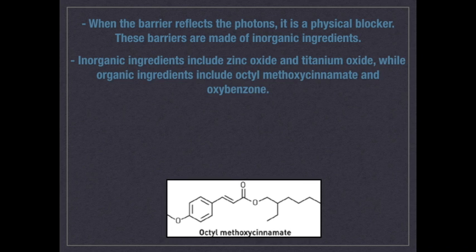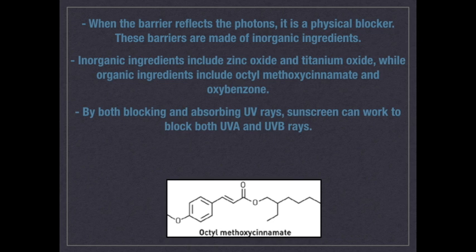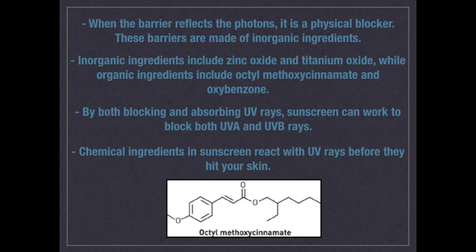Inorganic ingredients include zinc oxide and titanium oxide, while organic ingredients include octyl methoxycinnamate and oxybenzone. By both blocking and absorbing UV rays, sunscreen can work to block both UVA rays and UVB rays. Chemical ingredients in sunscreen react with UV rays before they hit your skin.